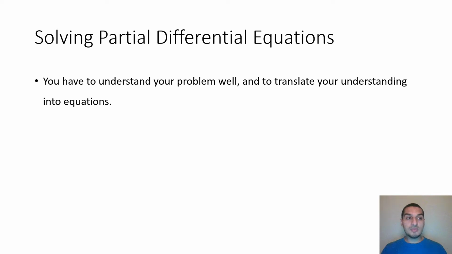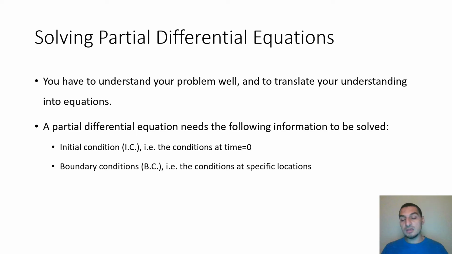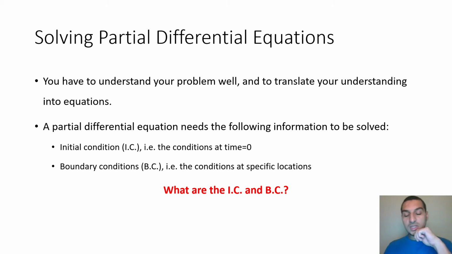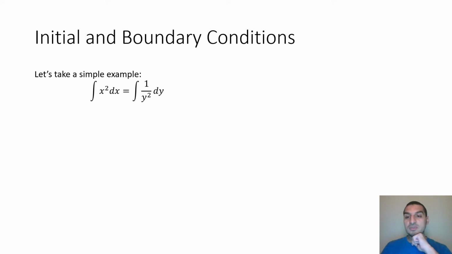The second information that you have to know is what we call the boundary conditions and the initial conditions. So what are these initial and boundary conditions? To understand what they mean, we will check a very simple example. So let's say we have this equation and we need to solve it, and this is a pretty simple equation. Anybody who's learning integration and differentiation will be able to solve it. You will add 1 to the power and divide by the new power. So this is going to be x to the power 3 divided by 3. This is negative 1 over y. It's very simple, nothing difficult.